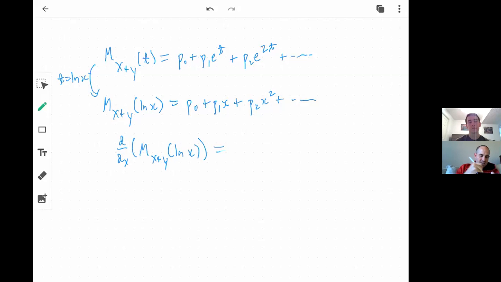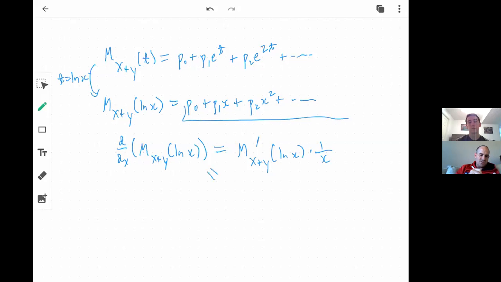on the one hand, I would take m sub x plus y prime with logarithm of x plugged in, but then I would have to multiply by the derivative of what's inside. You see what I'm saying? So I would have to multiply by the derivative of logarithm of x, which is 1 over x. Does that make sense? Okay. But on the other hand, what would it be equal to?